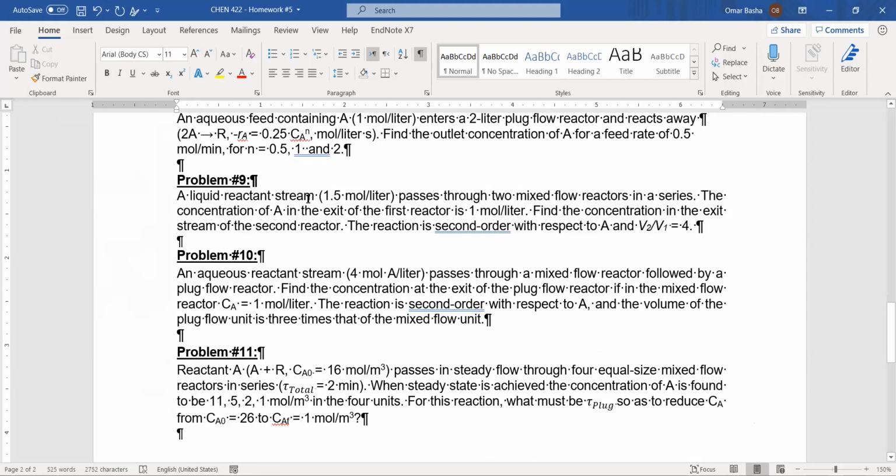A liquid reactant stream with a concentration of 1.5 mole per liter passes through two mixed flow reactors in series. The concentration of A at the exit of the first reactor is 1 mole per liter. Find the concentration in the exit stream of the second reactor. The reaction is second order with respect to A, and V2 over V1 equals 4. So I have two mixed flow reactors, the initial concentration is 1.5, the concentration in the middle is 1, and you need to find the concentration at the exit. Let's go to the whiteboard.